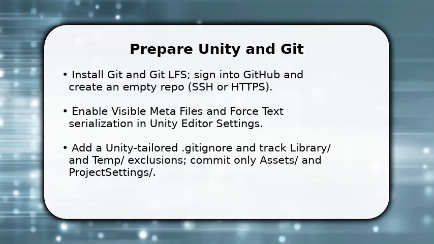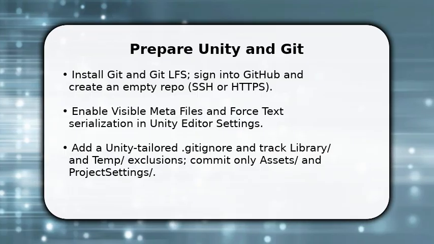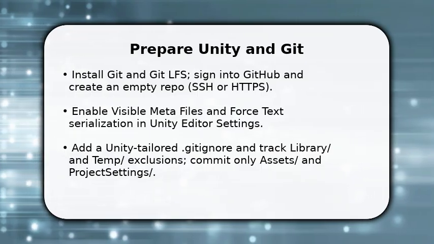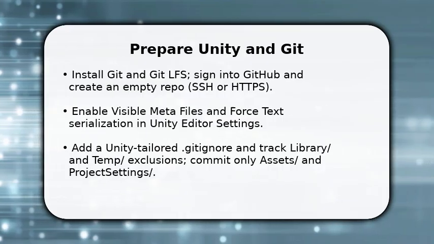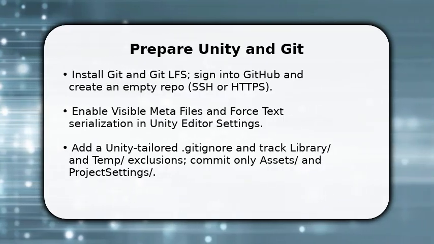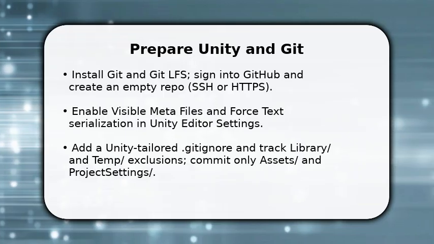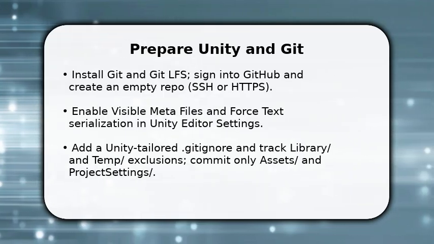You start by installing Git and Git LFS, because Unity projects often contain large binary assets that must be tracked correctly. Once done, create an empty GitHub repo and choose SSH or HTTPS. You'll pick SSH for convenience later.